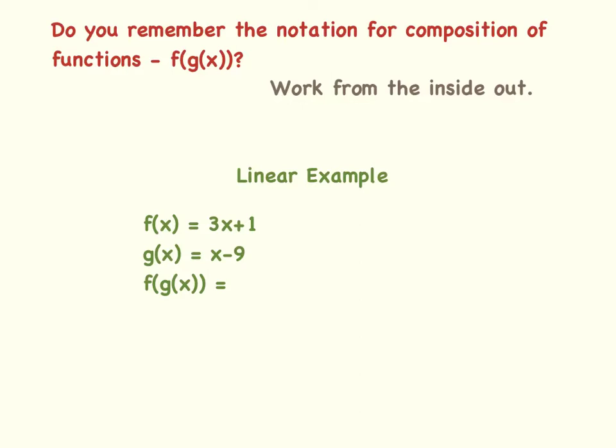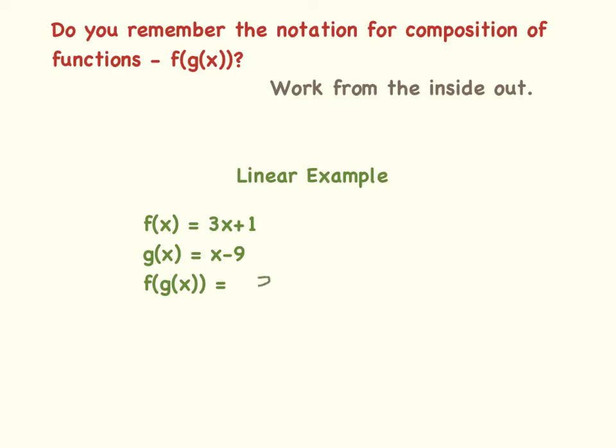It's one that I'm sure you've done before. We are given f of x equals 3x plus 1 and g of x equals x minus 9. And then what we are supposed to find is f of g of x. We will do that by taking what g of x is equal to, which is x minus 9, and we will substitute x minus 9 for the x in the f of x equation. So that's going to look like this.